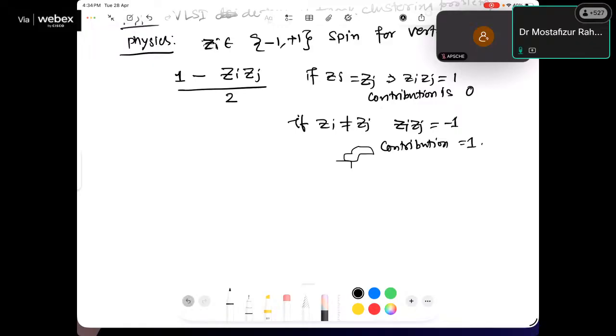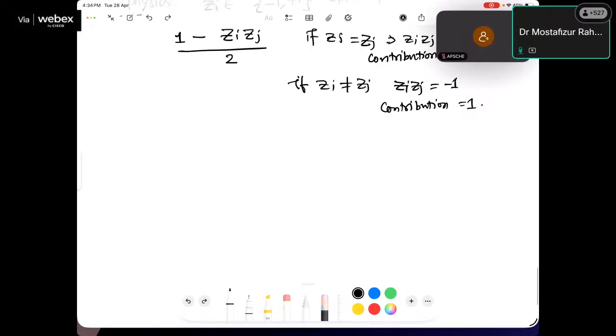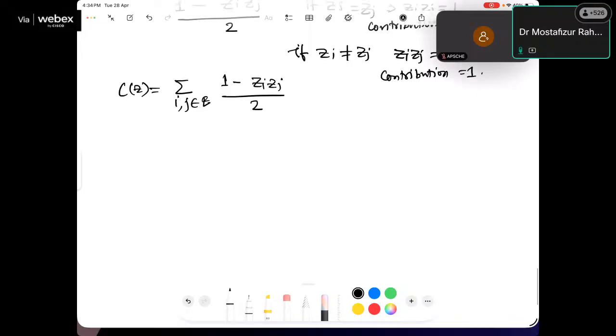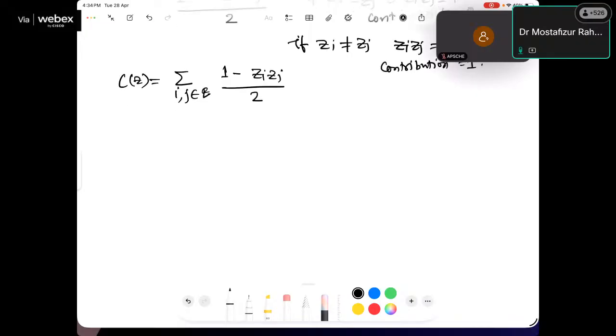If that is the case, then we write the cost function C of z, where z is the spin variable. It is the sum over all i and j belonging to some bigger set E of (1 minus z_i z_j) by 2. And we want to maximize the cost function C of z. The problem is to maximize C of z.